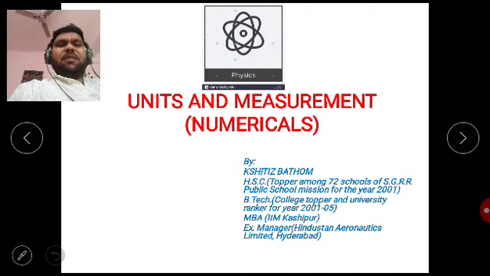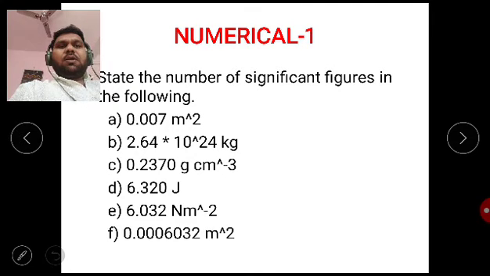Measurement. Okay, so we will start with numericals on significant figures. We will start with numericals on number of significant figures. So we are given 6 subparts of the question and we need to find the number of significant figures in each of them. So part A we will start.